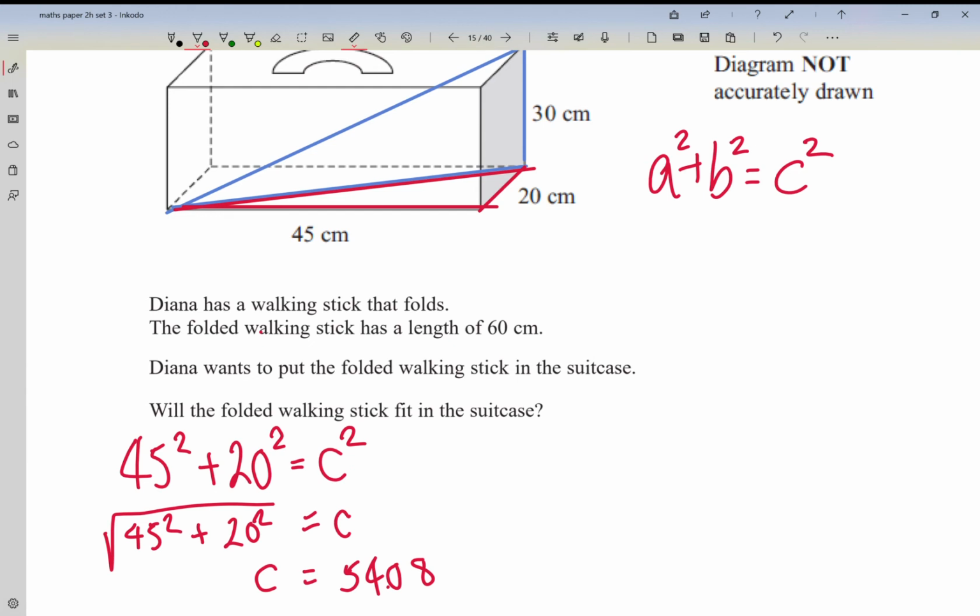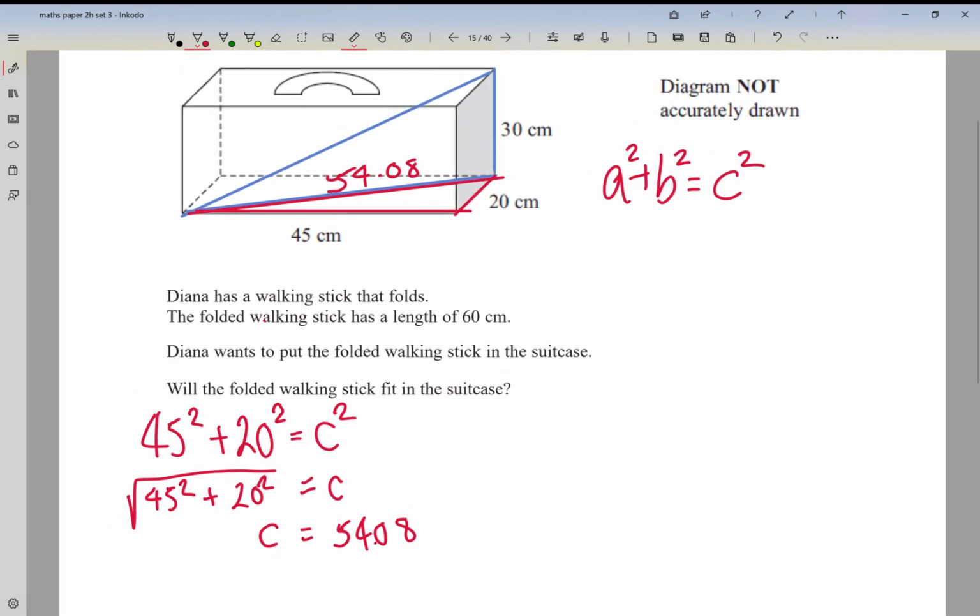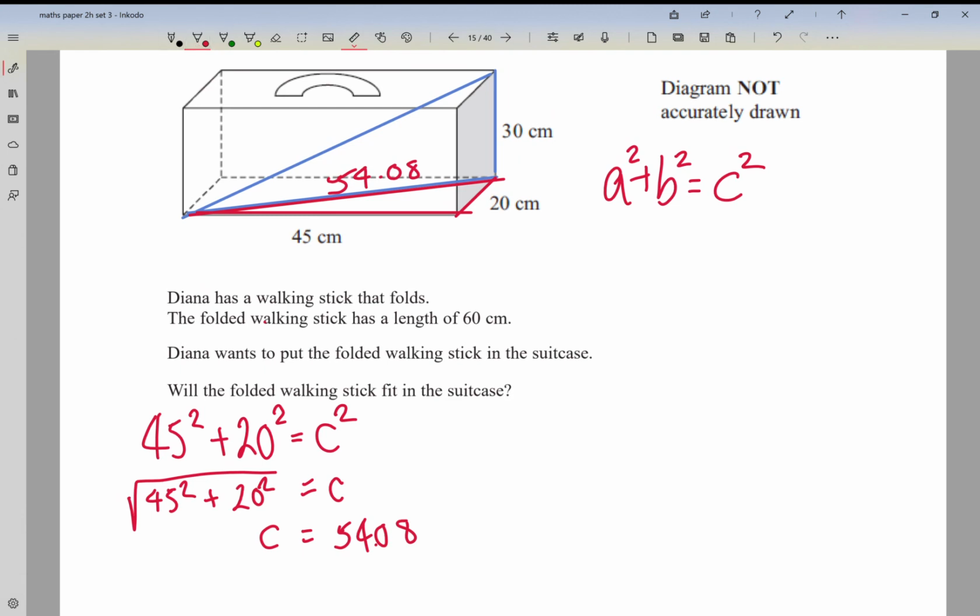So that's going to say that this line along here, 54.08, is the base of my other triangle, and now I have the base and the height, so I can do exactly the same to find the hypotenuse of that one. If you get good at these 3D Pythagoras questions, you can actually do them in one step. I'm only not doing that to show you how it works.